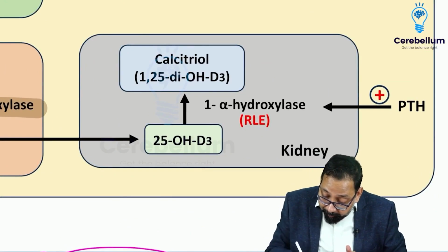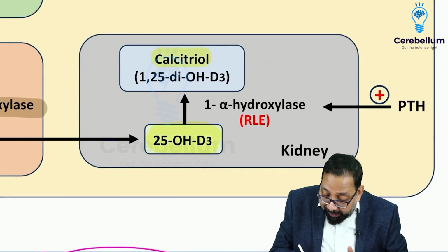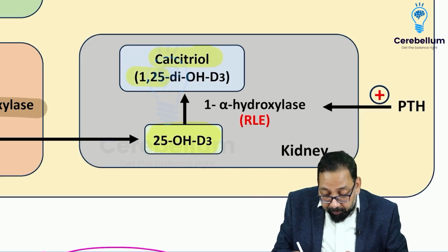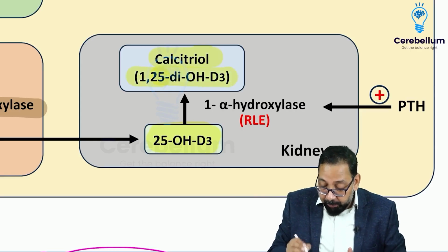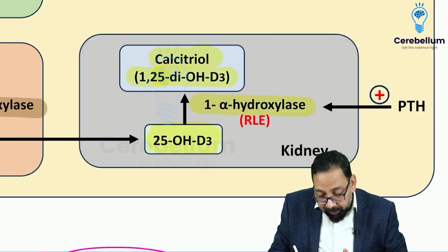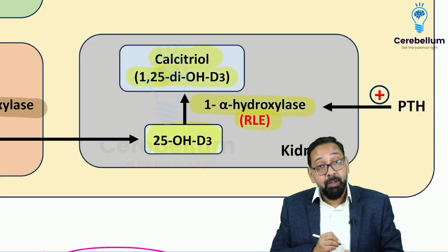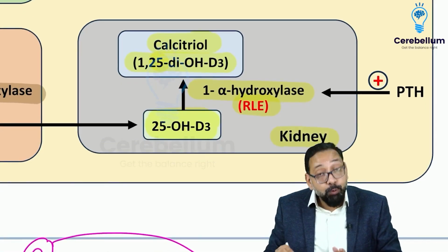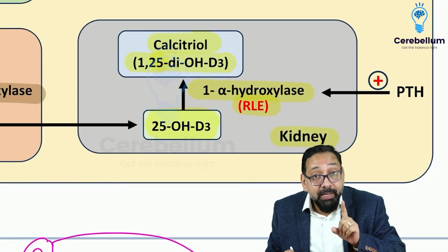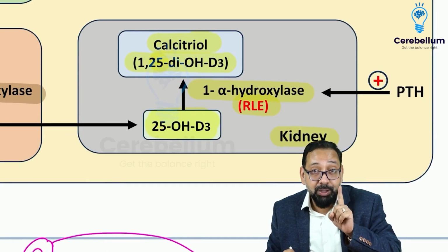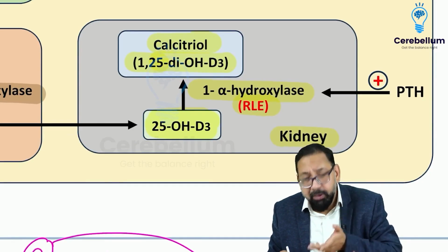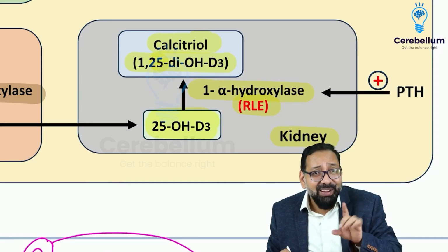In kidney, this will be converted to calcitriol, 1,25-dihydroxy D3 by 1-alpha hydroxylase. This is the rate limiting enzyme, and this is occurring in kidney. So the question is asked, yes, kidney attaches OH group at first position. बच्चा एक ही अच्छा. Kid, बच्चा एक ही अच्छा.